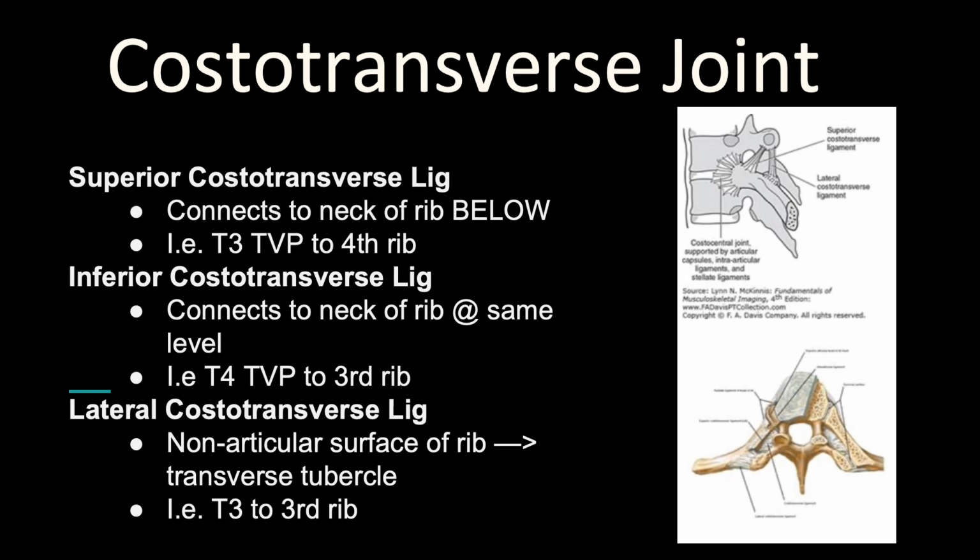And then our lateral costotransverse ligament, that one makes a little bit more sense that it is going to be at that same level. So T3 going to the third rib.